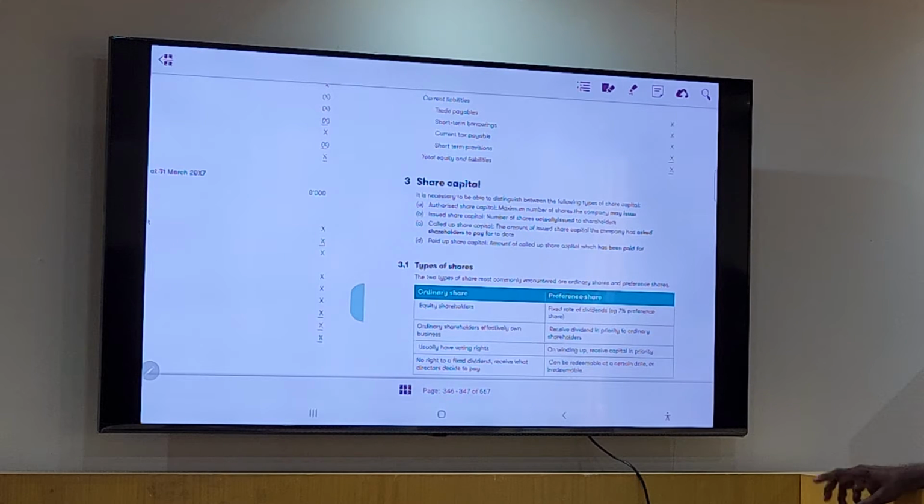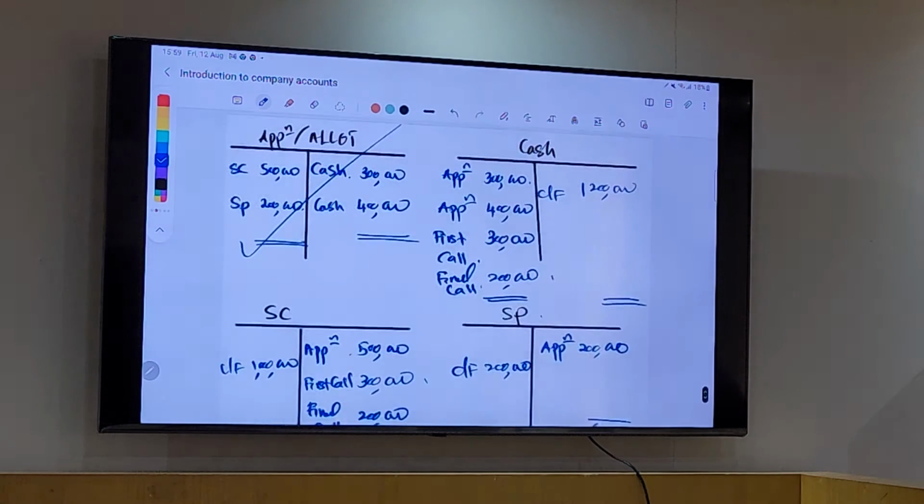And types of share capital, you have authorized share capital, I explained already. So what is authorized share capital? The maximum number of shares the company may issue. Issued share capital, the number of shares actually the company issued to shareholders. And then you have called up share capital, meaning, let's say, I will give an example here.